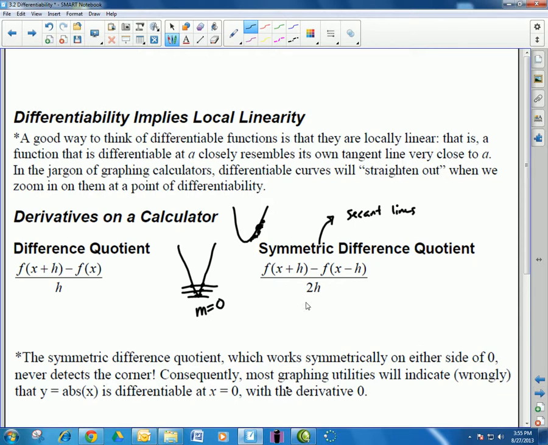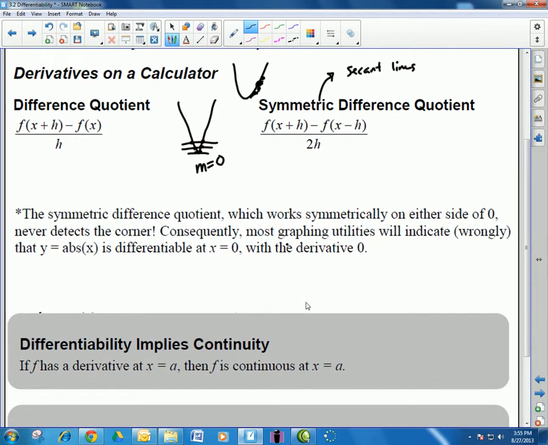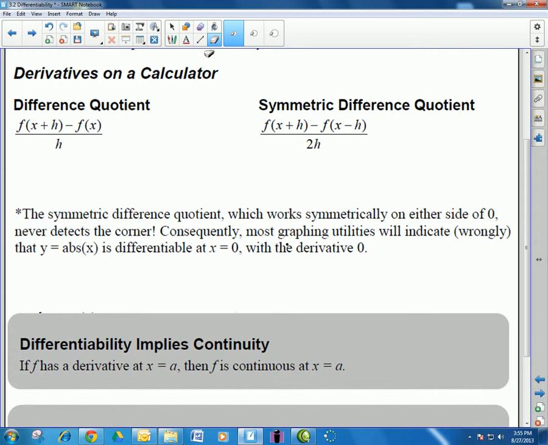Now here we're going to take it a little further, and we're going to talk about, what about a calculator? How does a calculator find derivatives? We're going to look at that, and it uses this thing called the symmetric difference quotient. Because your calculator cannot find the derivative exactly, it uses secant lines around that point.